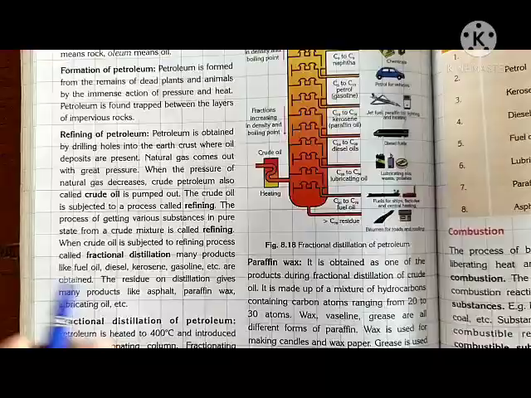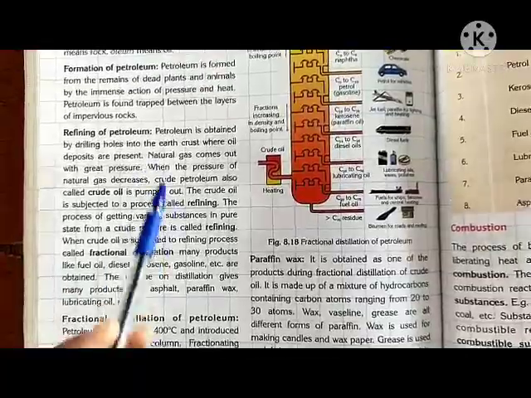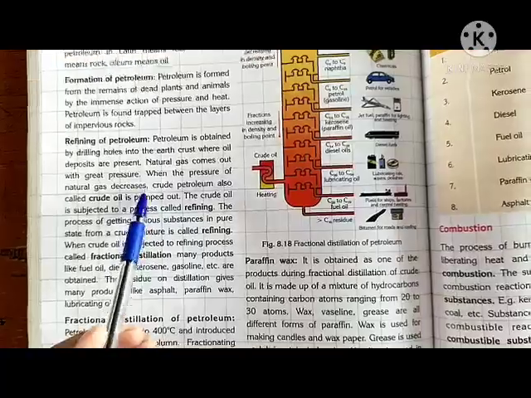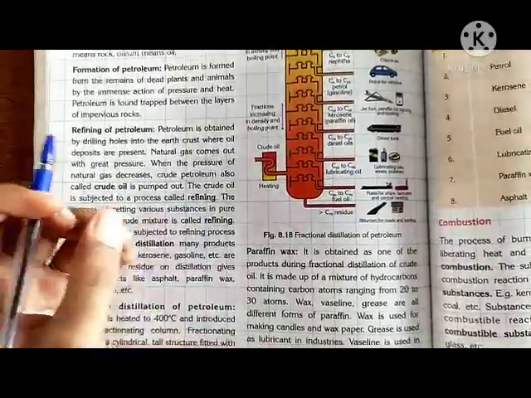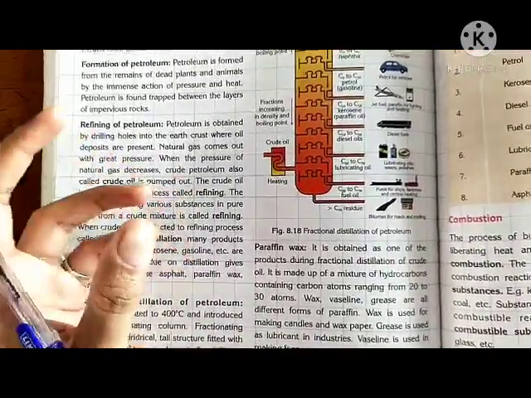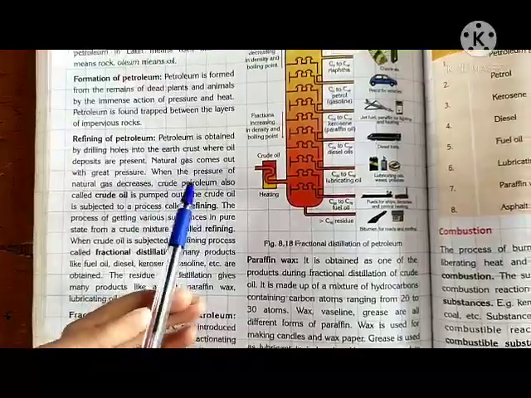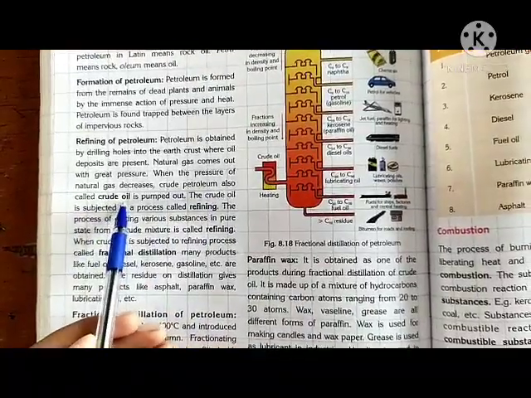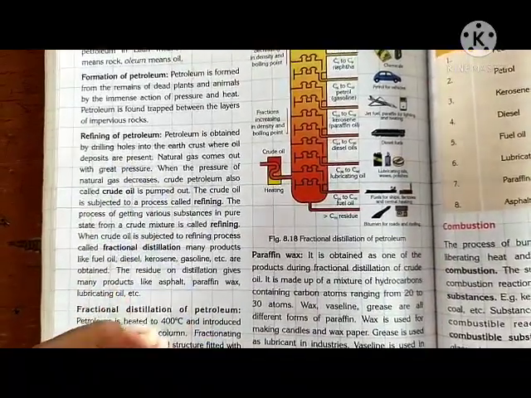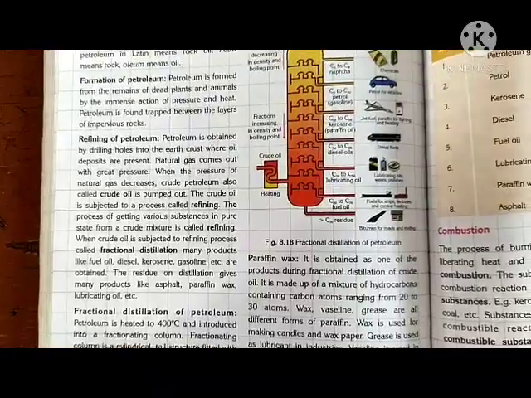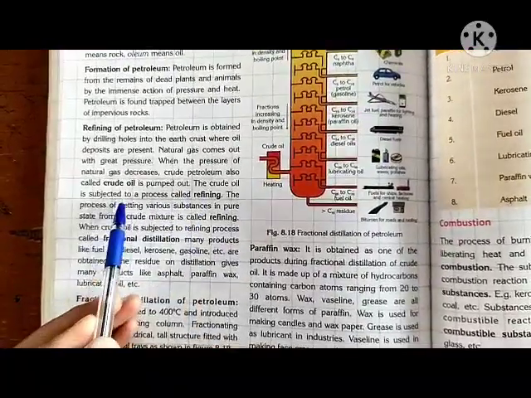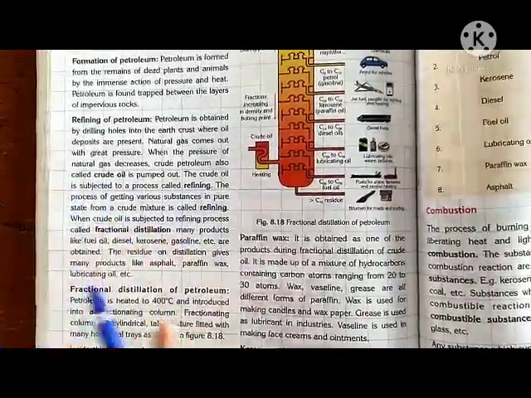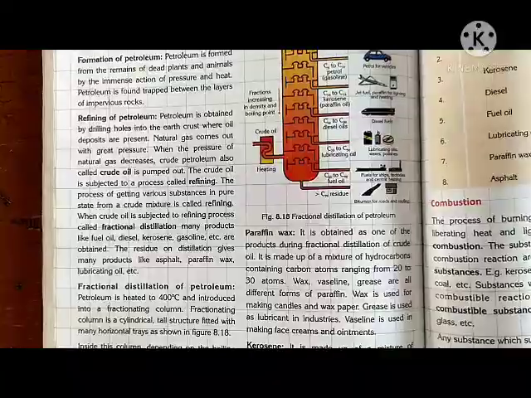As I showed you in the diagram, the oil is present there. Natural gas comes out with great pressure. When the pressure of natural gas decreases, crude petroleum, also called crude oil, forms. The crude oil is now subjected to the process of refining.